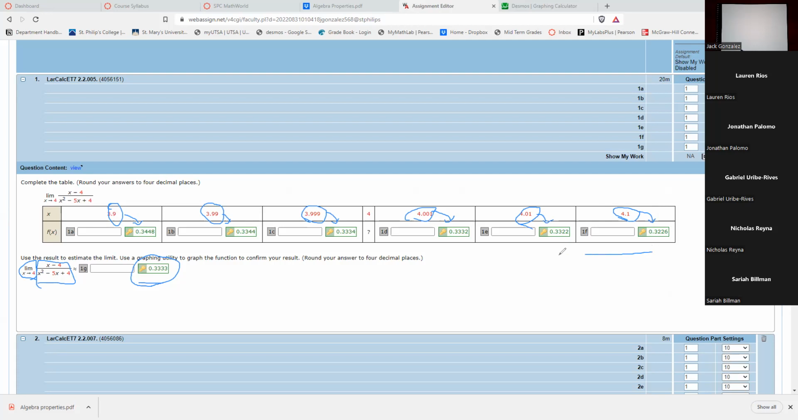So these are coming from the right. These are coming from the left on the graph. And we looked at that picture just a moment ago.